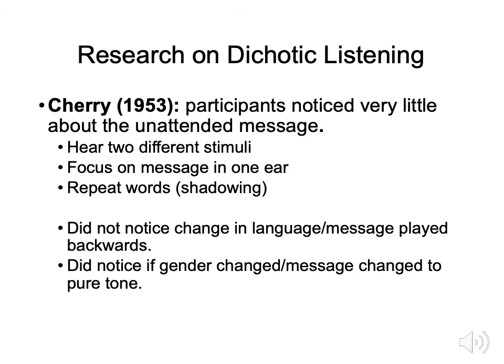So what could these results suggest? They suggest that top-down processes, that is, our expectations and knowledge about the world, play a role in selective auditory attention. We are told to repeat back words that we heard in a specific ear, so we then selectively attend to that ear and are able to repeat those words back, but we're not able to repeat the unattended message back.